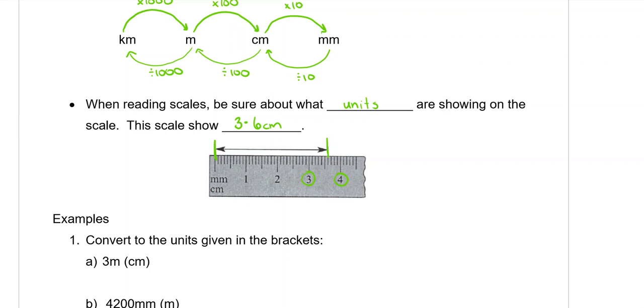Alternatively, you could turn the whole thing into millimeters and know that that is 36 millimeters. Either one of those answers would be fine. You don't have to have both, but you do have to make sure that you include the units, which is the centimeters or the millimeters, so that we know how you've read that off the ruler.